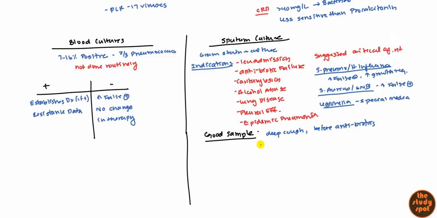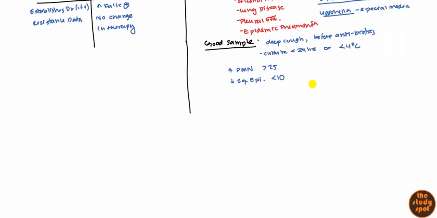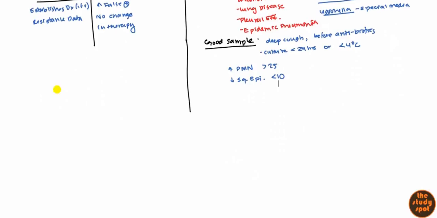Now, also what you want to do is culture within 24 hours, and if you can't, it needs to be refrigerated at greater than 4 degrees Celsius. Now, in order to consider a sample culturable, you should see greater than 25 neutrophils. That means you got a good sample, and you should see less squamous epithelium, because that just means you caught a lot of commensals. So if you have any of these problems, then you can't use the sample. It's pretty much useless. Okay.